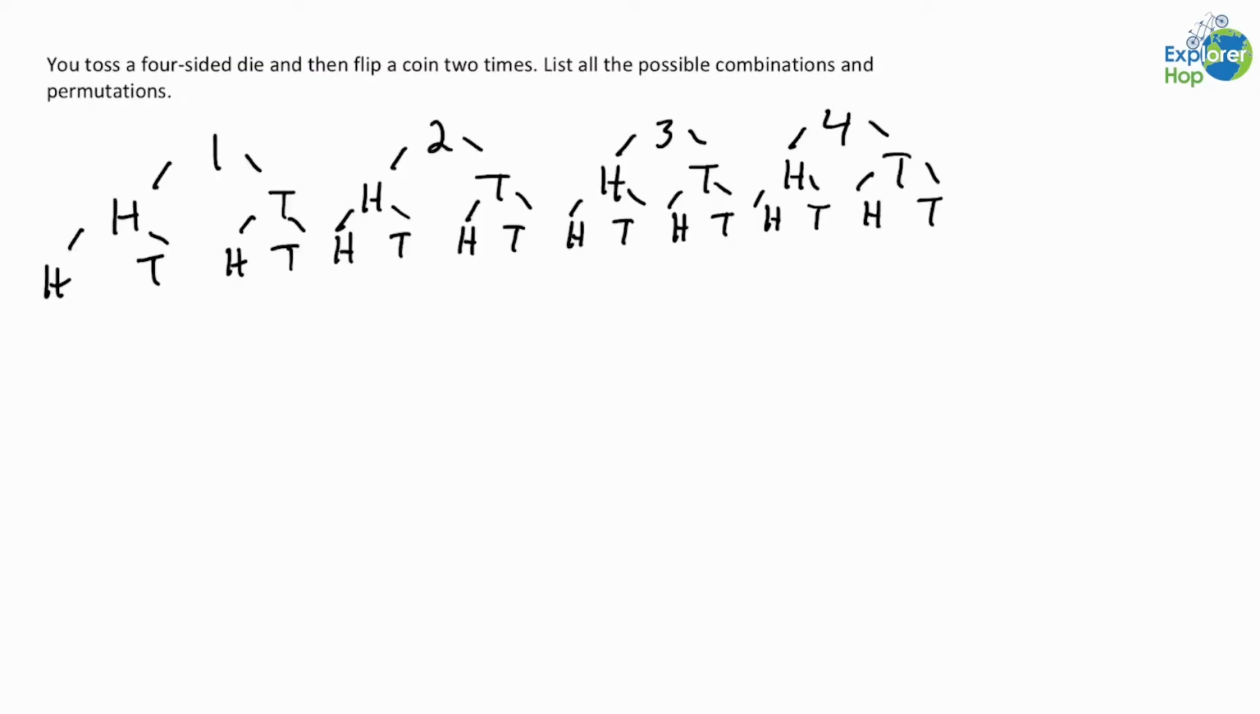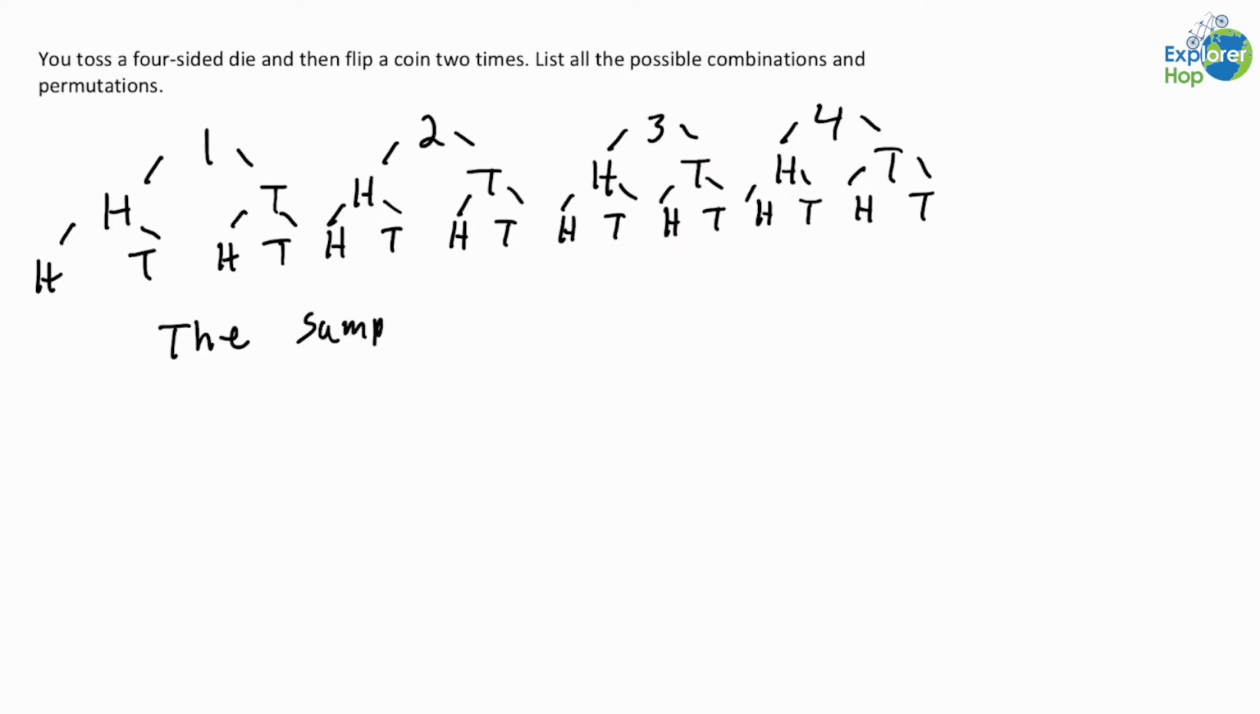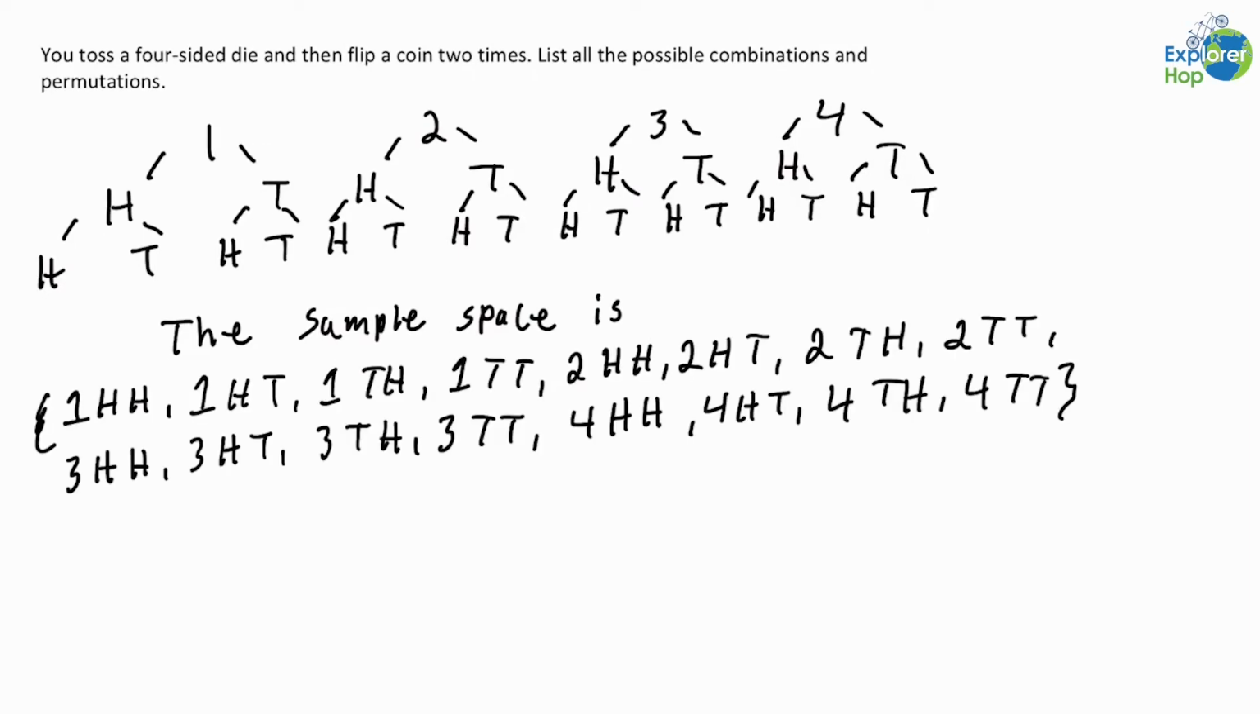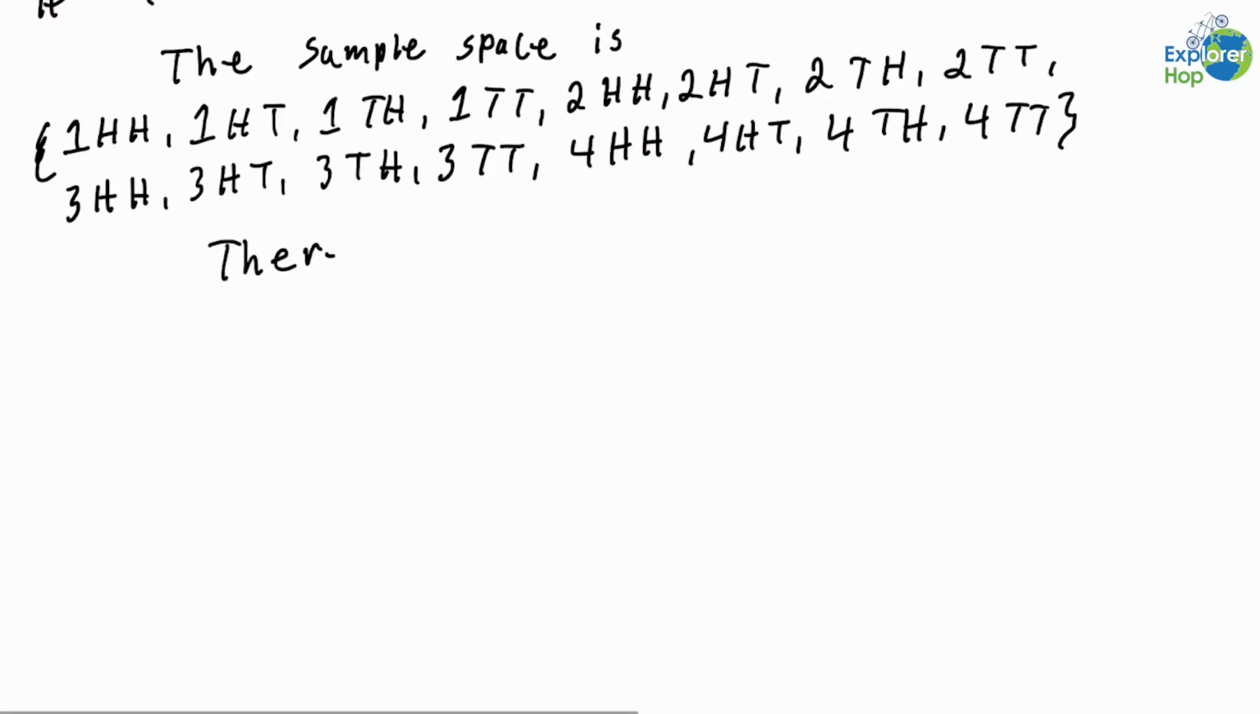First, let's start by creating a tree diagram and finding the sample space of this experiment. So we've already seen that this is what the tree diagram looks like. And the sample space is therefore given by the following set. So this is what the sample space of this experiment looks like. And we can see from the sample space that there are 16 possible outcomes.